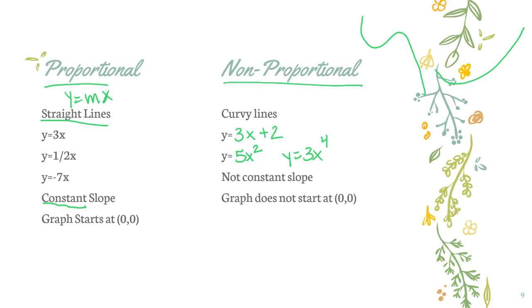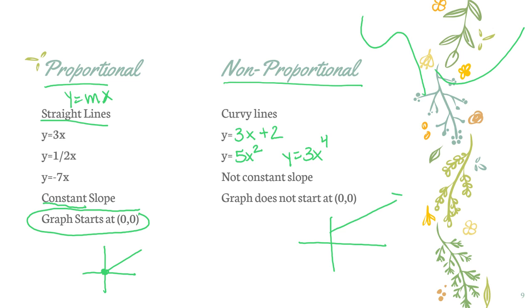So proportional relationships start at 0, 0. So that point, the origin, it's going to start there. So non-proportional relationships would not start at 0, 0. So even if you saw a straight line, but it starts not at 0, 0, where our lines cross, then that would not be proportional.